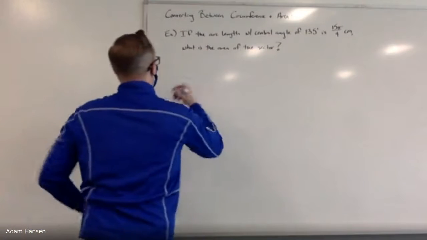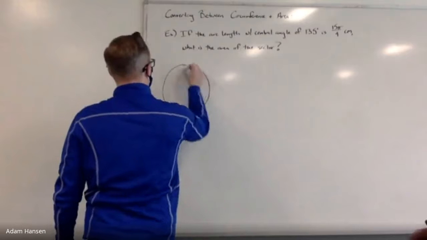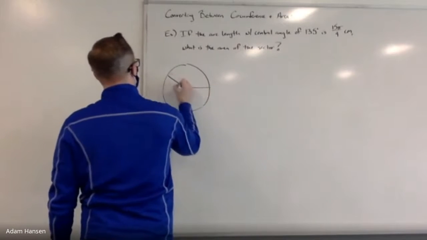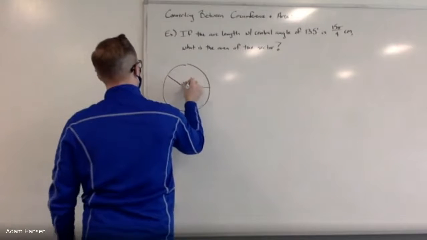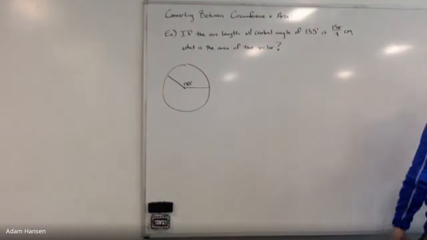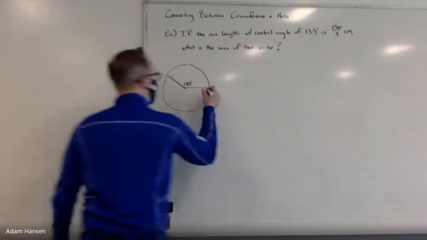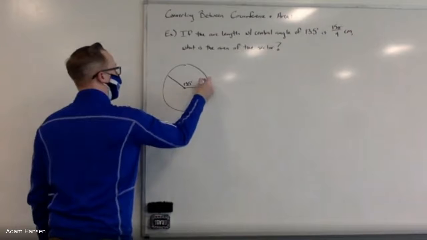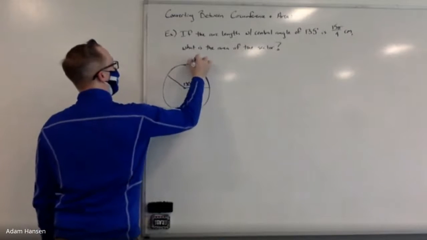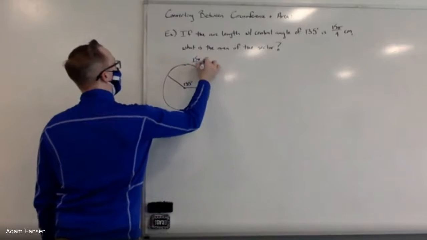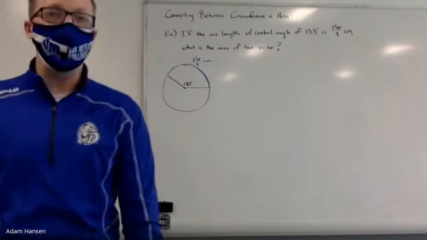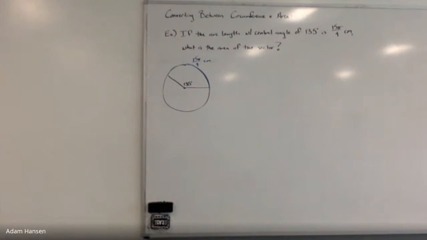Right? So we go. Rough sketch here. I've got a circle whose central angle is 135 degrees. I know the arc length, that I'll just kind of shade over the top in blue, has a length of 15 pi over 4 centimeters long. We want to find the area of the sector, given this information.